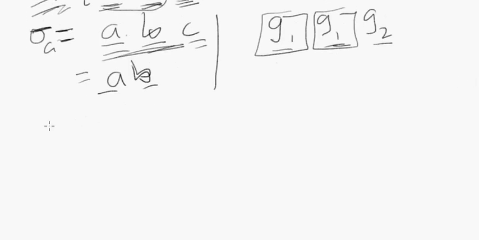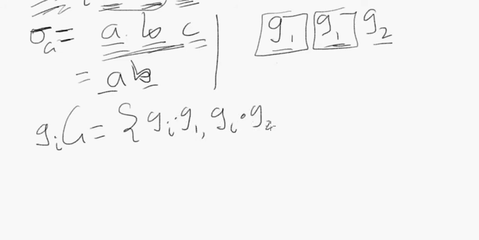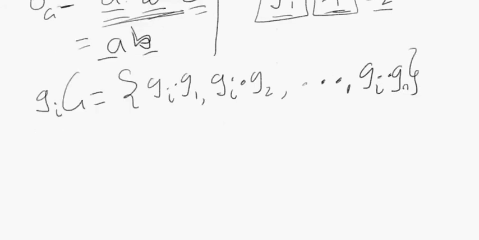Okay, so we're looking at giG, and we said that that's just the same as gi times g1, gi multiplied by g2, the elements of the group, and so on and so forth, gi multiplied by gn. So we're saying that we want to prove that this is actually a permutation.